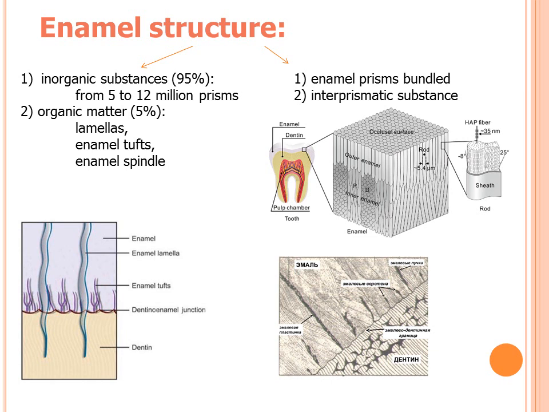Half of 1% is organic material, forming lamellae, enamel tufts, and enamel spindles, and 3.5% is water. The enamel prisms are collected in bundles, and between them there is an interprismatic space. On the vertical cut of the enamel, two types of lines can be distinguished.